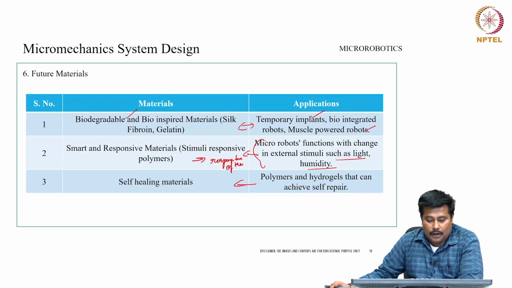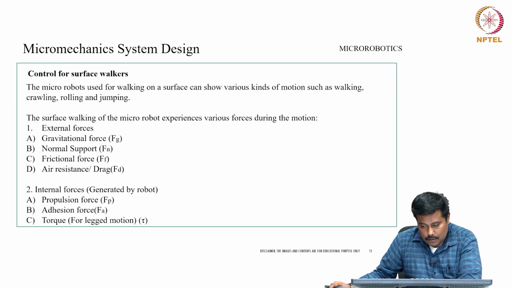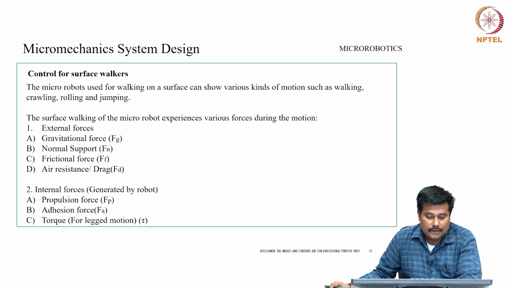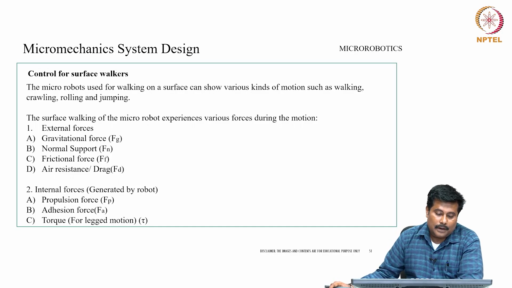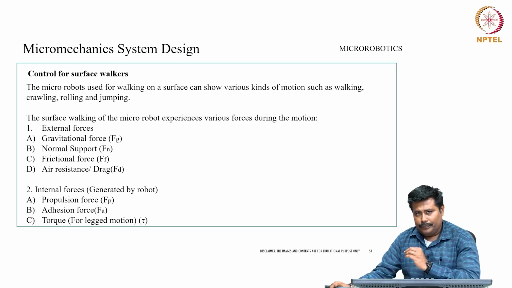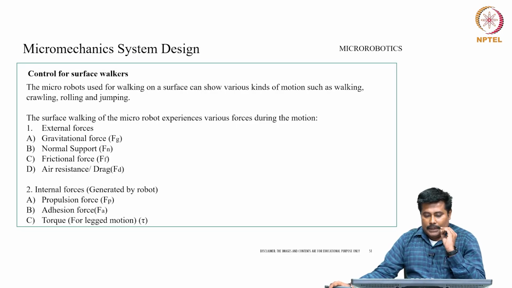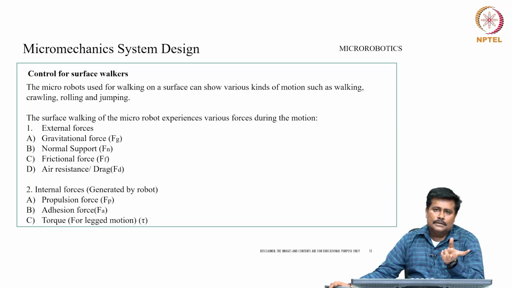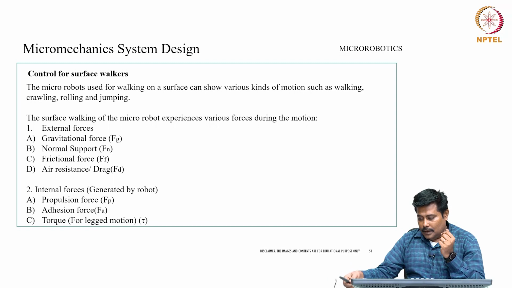Now, we will discuss one of the important aspects of micromechanical system design, which is the control of a surface walker. That is a kind of propulsion, where the micro robot used for walking on a surface can show various kinds of motion such as walking, crawling, rolling and jumping, which are considered to be major characteristics.